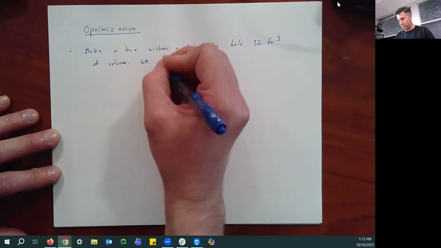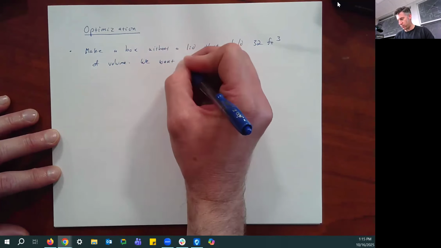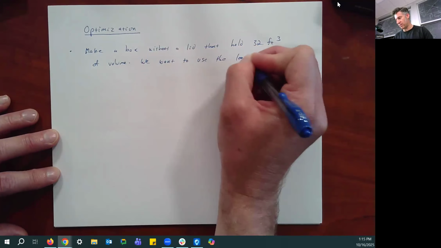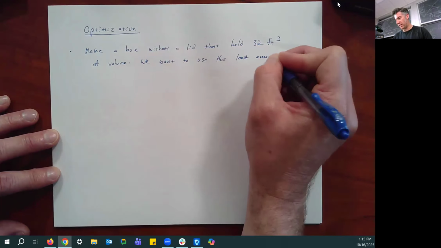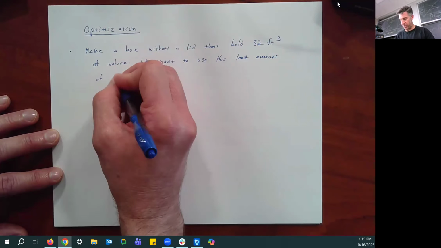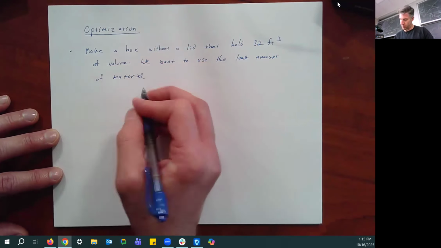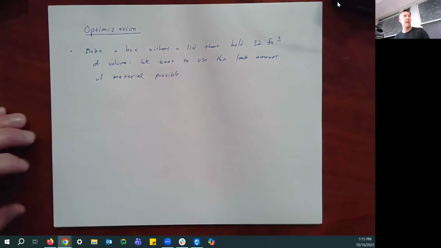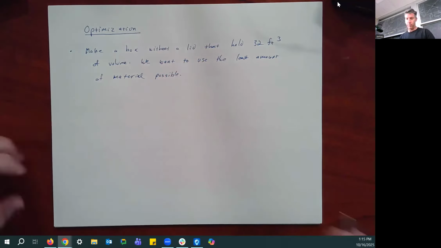And we want to use the least amount of material possible. Which, when they say the least amount of material, they mean minimize the surface area, right? Because the surface area is the material dimensions. So I would always recommend for a situation like this, drawing some sort of picture.